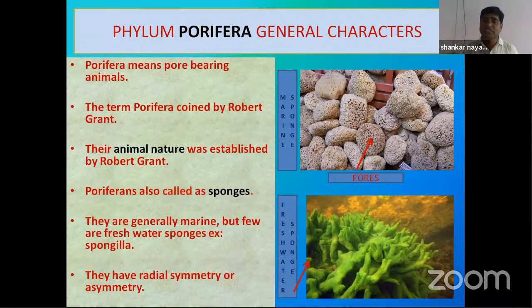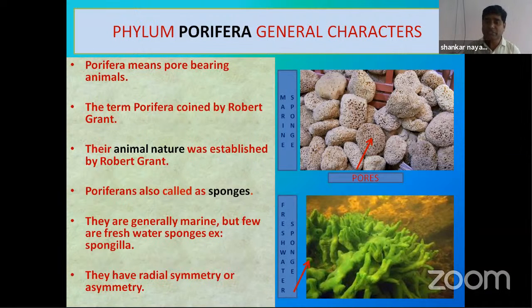Poriferans are also called sponges, as they look like sponges. They are generally marine, but a few are freshwater sponges. Usually we can see them in marine water. Marine water means salt water. Where can we find salt water? In seas and oceans. So they usually live in seas and oceans. But a few sponges can live in freshwater also.